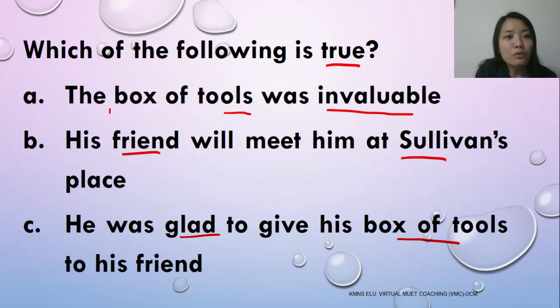Which of the following is true? The box of tools was invaluable. Oh dear, maybe you don't know the meaning of invaluable. Basically this is a question asking you about vocabulary, whether you know this meaning or not. So invaluable here means very, very valuable. You know the word in here is something that is positive. If it's unvaluable, then only it means it is not valuable. You know, un means not. But if it's invaluable, that means it must be very valuable. So is it very valuable?